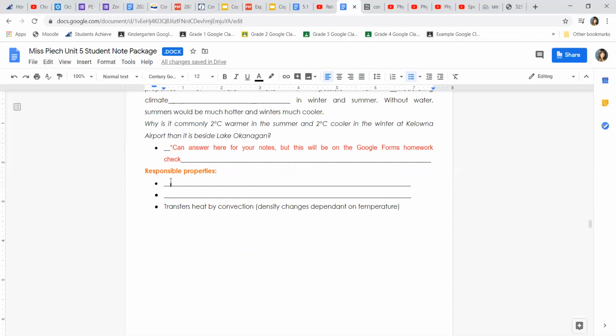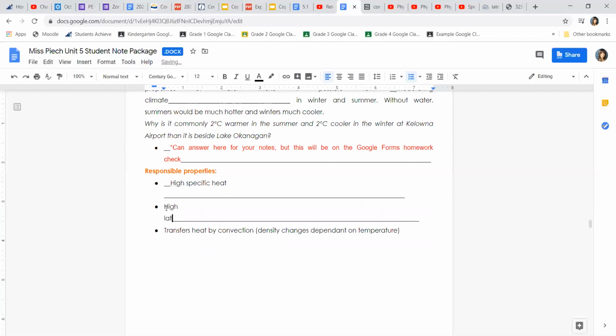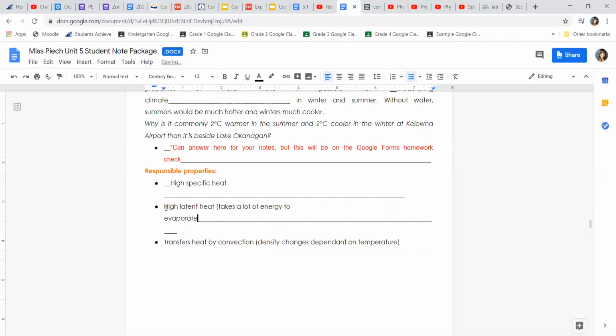Now, for the responsible properties, we're just going to quickly fill this part in here. Water has high specific heat, and we also know that it has high latent heat. So it takes a lot of energy to evaporate, and it also transfers heat by convection.